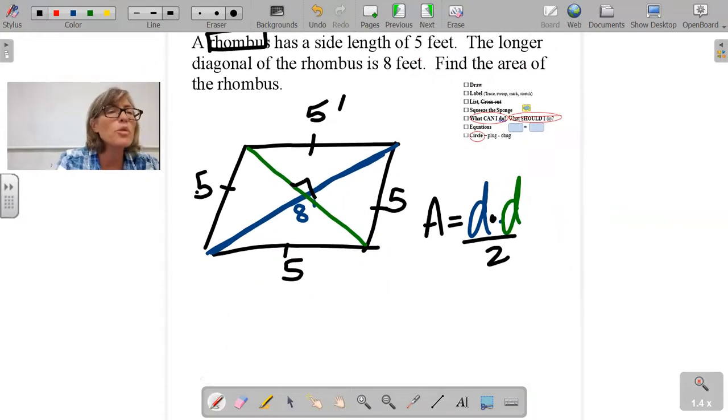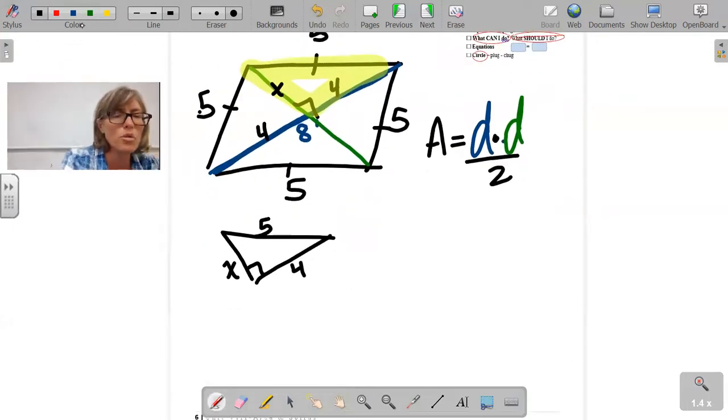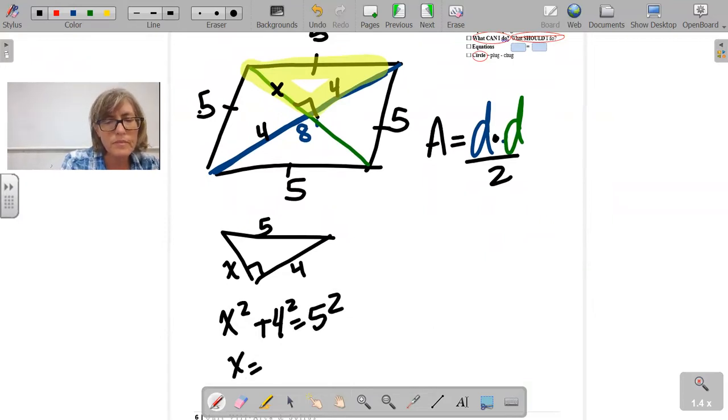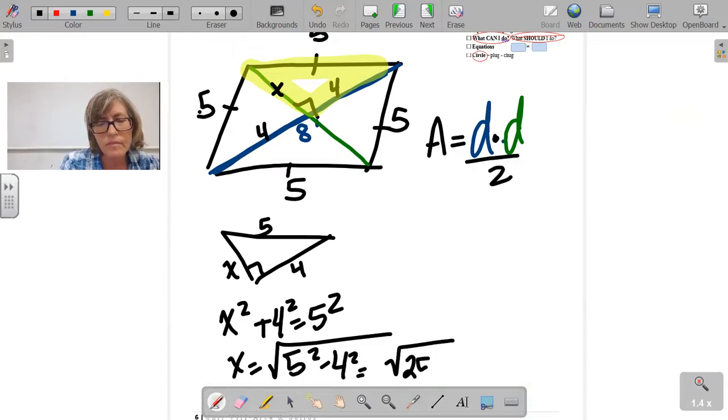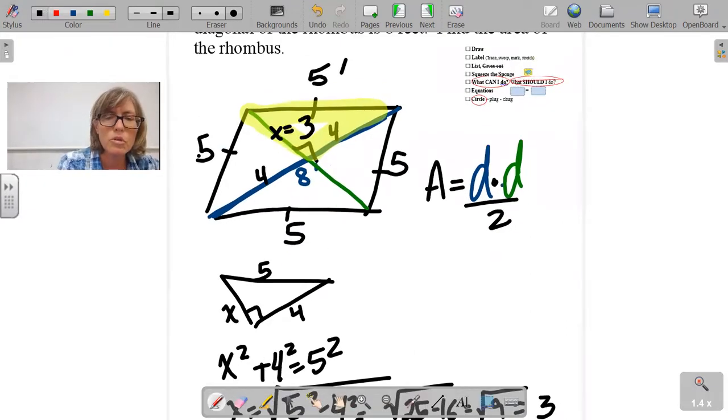But what you should have noticed is that you were missing a diagonal. So this would be 4 and 4. You got a right angle here. Once again, you have a right triangle. And we want that little piece right there. That's a 4. That's x. That's 5. Leg squared equals hypotenuse squared. X squared. And you should have gotten this length to be 3, which means this length is 3.